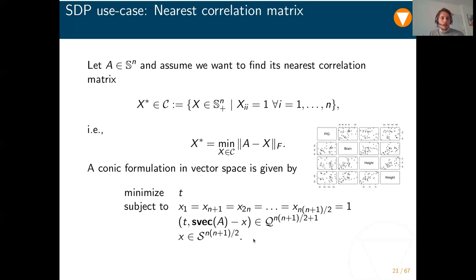What you cannot have in the conic framework is that a single variable x_j is in the intersection of two different cones. I mean, you cannot write that down directly, but you can always model that by just introducing copies of these variables. You can model all that with auxiliary variables and linear equations, so that's not a problem. This is a first example of an SDP.